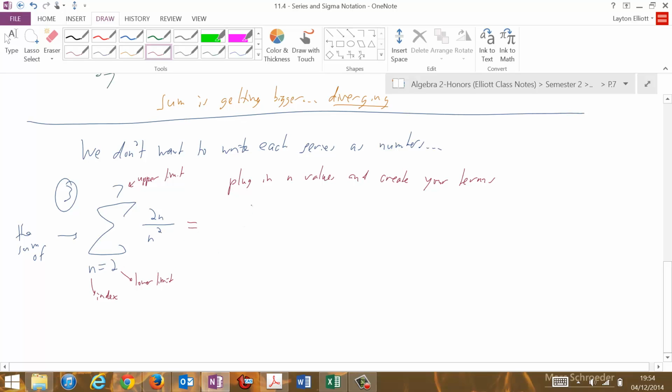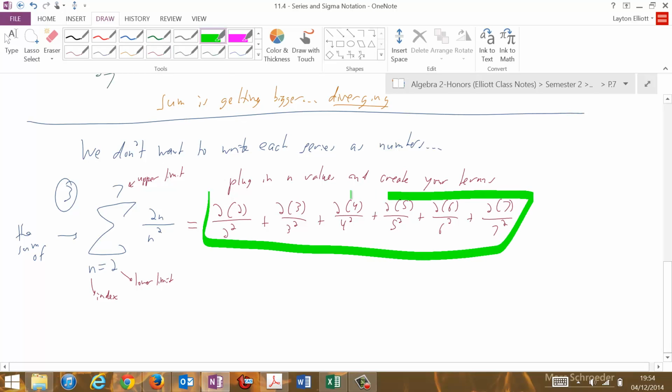So I'm going to start with plugging in 2, and I'm going to go 2 times 2 over 2 squared. Plus, then I'm going to increase that to 3. 2 times 3 over 3 squared. And we're going to go all the way to 7. 2 times 4 over 4 squared. 2 times 5 over 5 squared. 2 times 6 over 6 squared. And 2 times 7 over 7 squared.